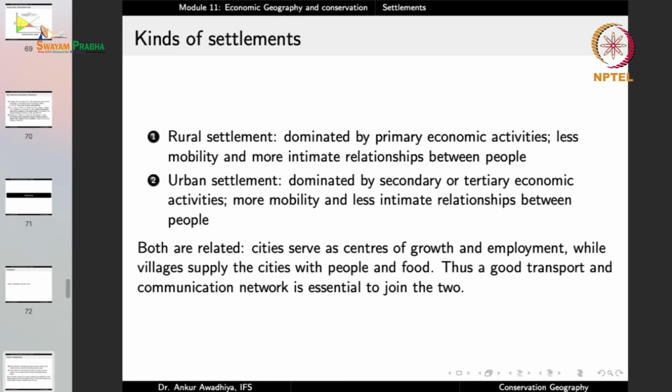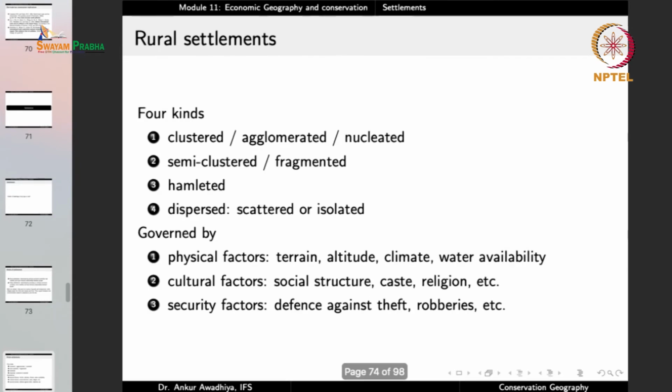And thus a good transport and communication network is essential to join the two. So we have two different kinds of settlements, but both of these are very much related. If you look at rural settlements, they are of four kinds. We can have clustered or agglomerated or nucleated settlements, or we can have semi-clustered or fragmented settlements, or we can have hamlets, or the settlements can be dispersed in the form of scattered settlements or isolated settlements.